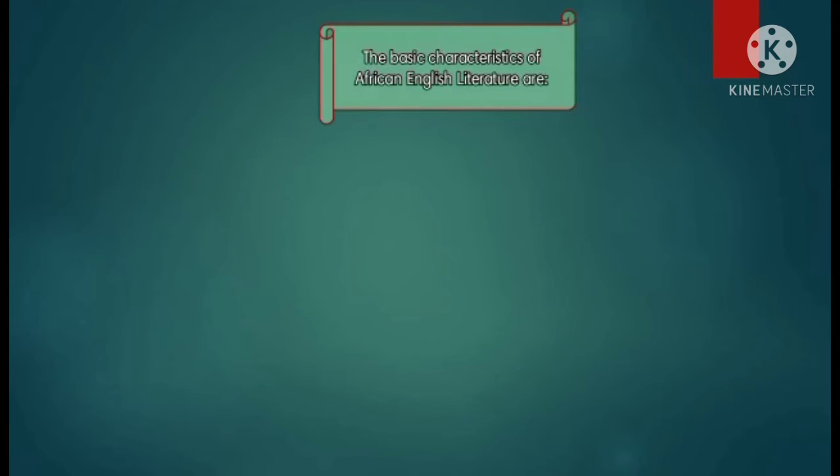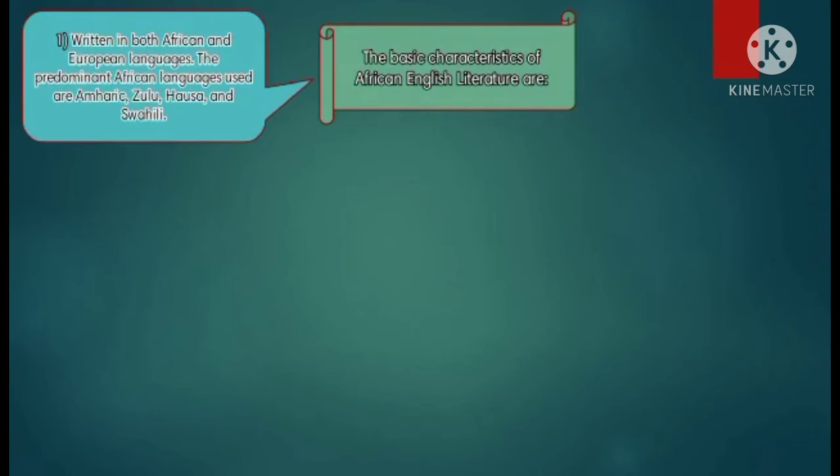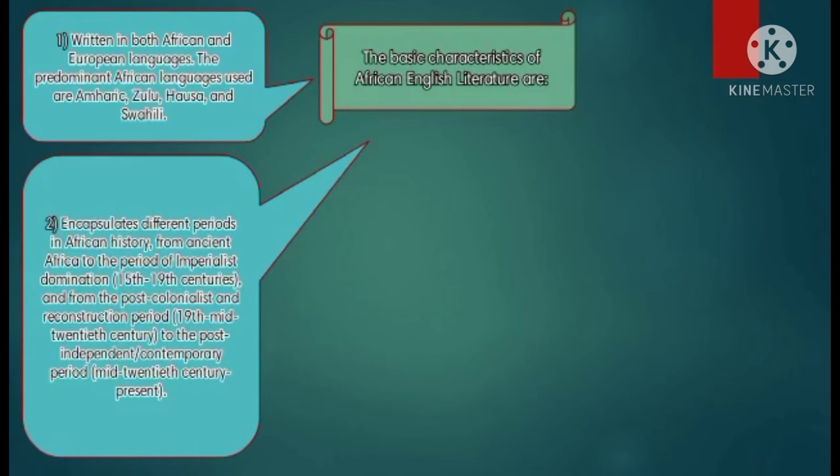The basic characteristics of African literature are: first, written in both African and European languages. The predominant African languages used are Amharic, Zulu, Hausa, and Swahili. Second, encapsulates different periods in African history from ancient Africa to the period of imperialist domination, 15th to 19th century, and from the post-colonialist and Reconstruction period, 19th to mid-20th century, to the post-independence contemporary period, mid-20th century till the present.